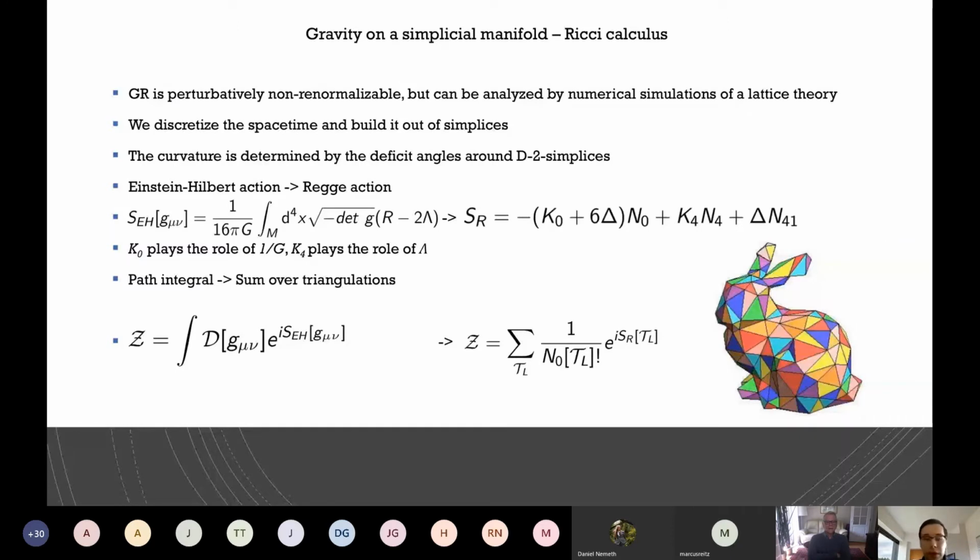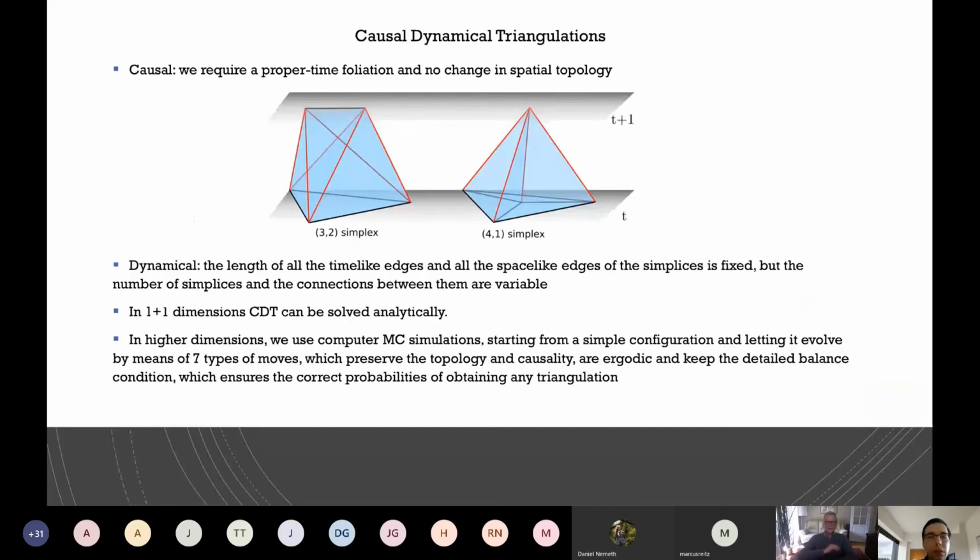And we want to quantize the theory, so we use the Feynman path integral. If it were a quantum mechanics of one particle, then we would integrate over all paths of the particle. But here we integrate over all possible configurations of the gravitational fields, so over all possible geometries of the spacetime. And in this discretized case, this is a discrete sum over all triangulations. And we are interested in causal dynamical triangulations.